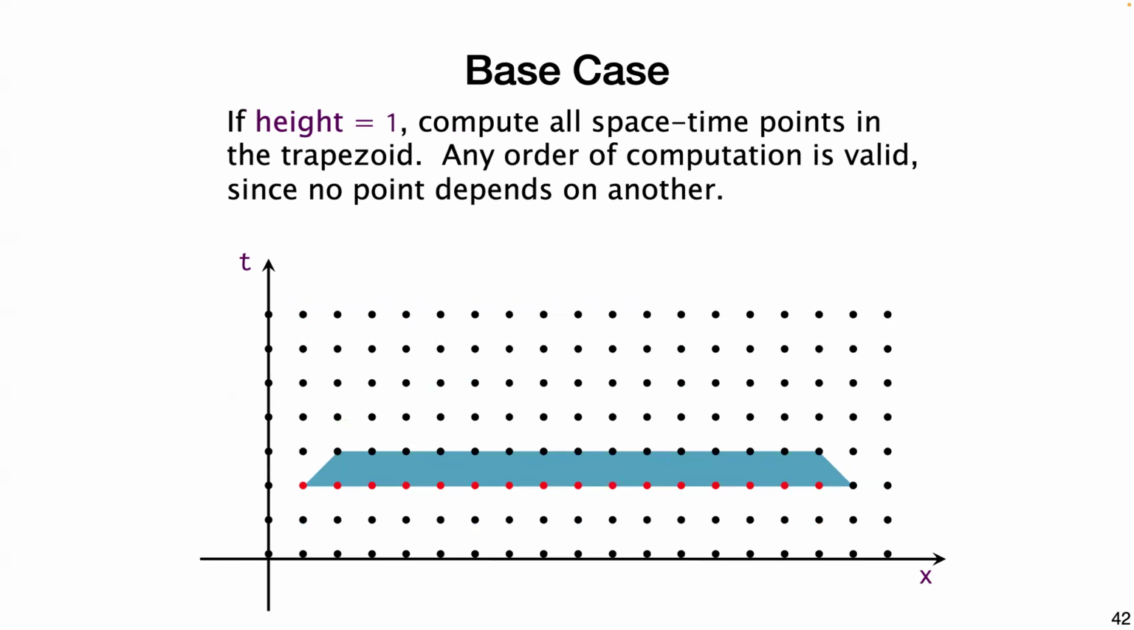Okay, so the very base case, once you stop this recursion, is just height equals 1. Once you have height equals 1, you can compute all the next points using the bottom row that you have. And you can do these points up above in this row in any order, because they don't depend on each other; they just depend on the previous row.